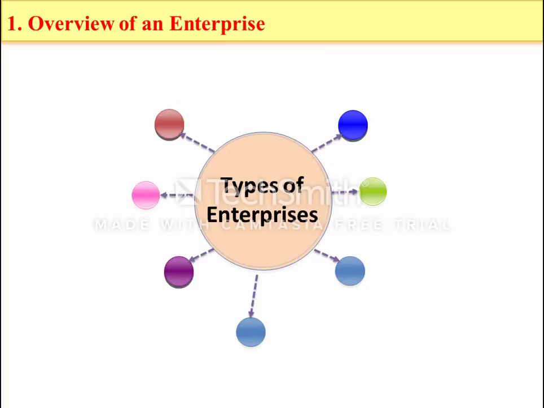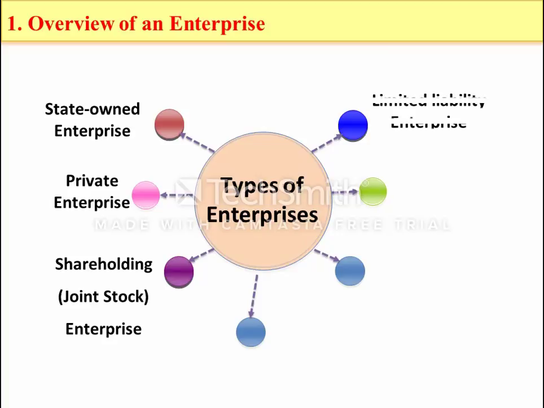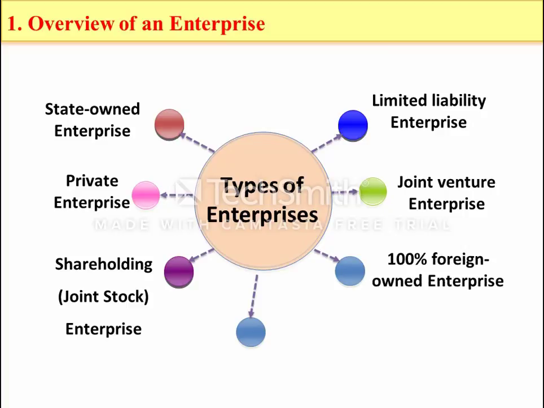Next, we will learn the types of enterprise. First, state-owned enterprise. 2. Private enterprise. 3. Shareholding enterprise. 4. Limited liability enterprise. 5. Joint venture enterprise. 6. 100% foreign-owned enterprise. And finally, 7. Partnership.